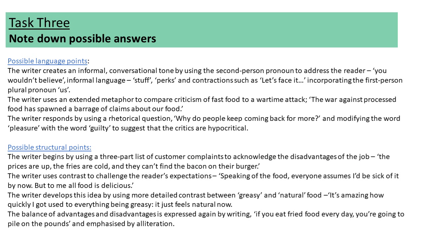Okay, so these are your possible answers. In terms of language points, you could have written the following. The writer creates an informal conversational tone by using the second person pronoun to address the reader, "you wouldn't believe", informal language, "stuff", "perks", and contractions, such as "let's face it", incorporating the first person plural pronoun, "us". The writer uses an extended metaphor to compare criticism of fast food to a wartime attack: "The war against processed food has spawned a barrage of claims about our food." The writer responds by using a rhetorical question, "Why do people keep coming back for more?", and modifying the word "pleasure" with the word "guilty" to suggest that critics are hypercritical.